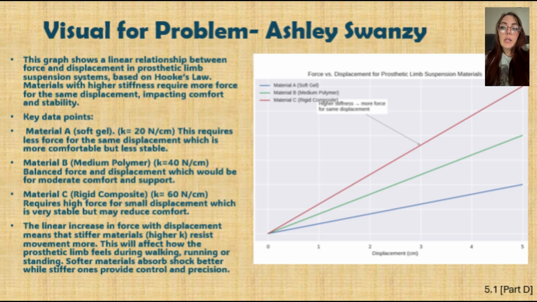comfort. The linear increase in force with displacement means that stiffer materials, a higher K, are going to resist movement more. This is going to affect how the prosthetic limb feels during walking, running, or even standing. Softer materials absorb shock better, while stiffer ones provide control and precision.